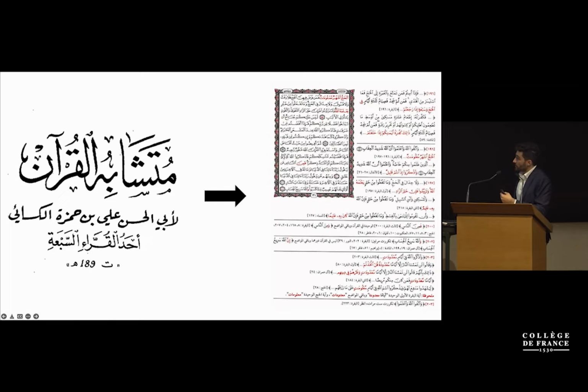Finally, what I wanted to do is highlight that all of this falls under the umbrella of a genre. There's actually a genre of literature out there called Mutashabih al-Qur'an, and one of the earliest works in the subject is by Al-Kisa'i, who is one of the seven canonical readers. There's a modern manifestation of this, which are print Qur'ans that are designed for huffaz, for memorizers of the Qur'an, and what they do is they highlight in red portions of text that have highly similar but slightly different phrases in other portions of the Quran, and then they give examples of those in the margins of the page.